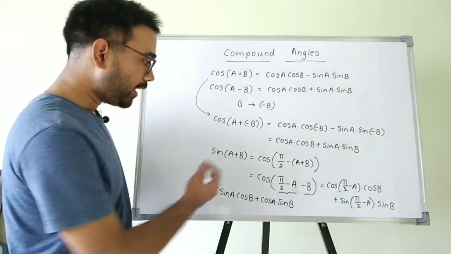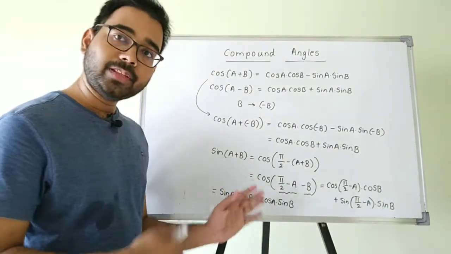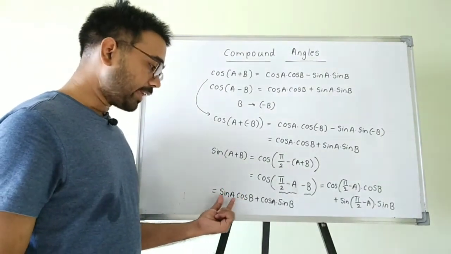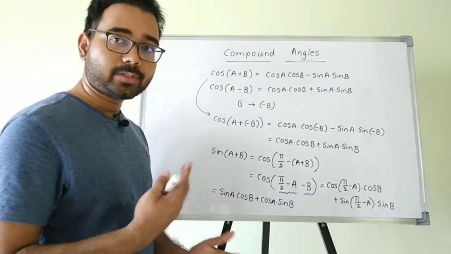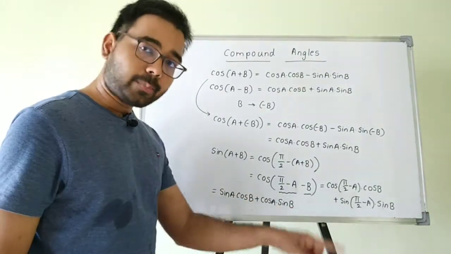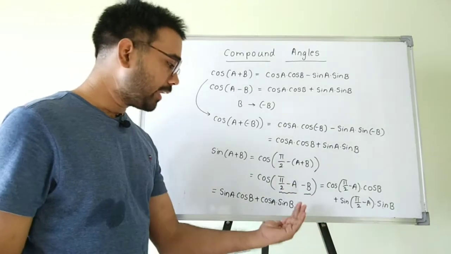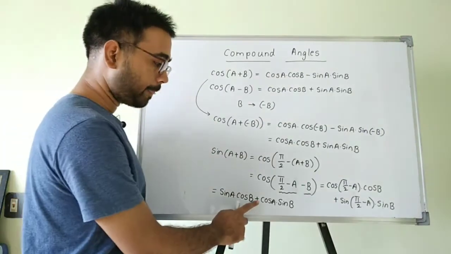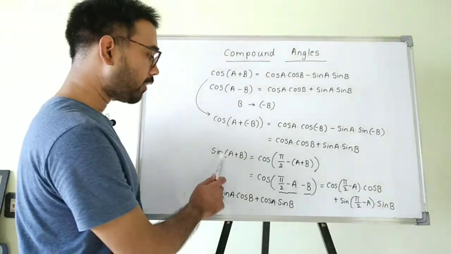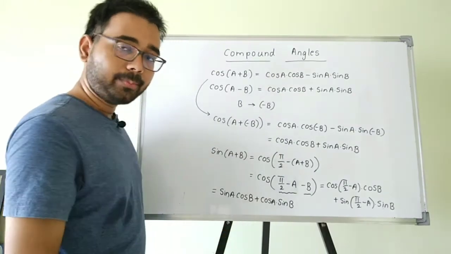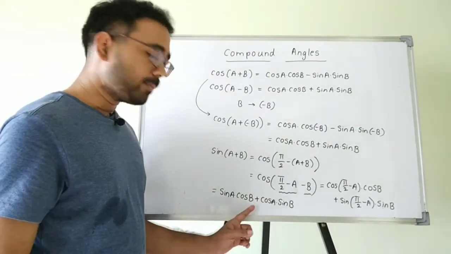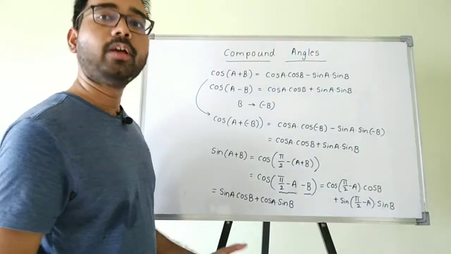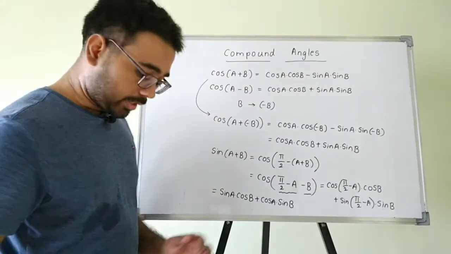To get sin of A minus B, we can just replace B with minus B. You will get sin of A minus B as sin A cos of minus B, and cos of minus B is the same as cos B, plus cos A sin of minus B. Sin of minus B is minus sin B, so the minus will come outside. So the only difference between sin of A plus B and sin of A minus B is the minus. The two terms are the same, but in place of plus here we will have a minus in the fourth formula, right? So this is how we can easily prove these four formulas.